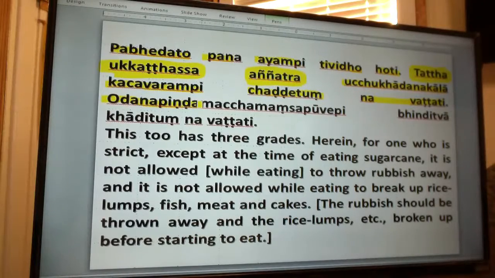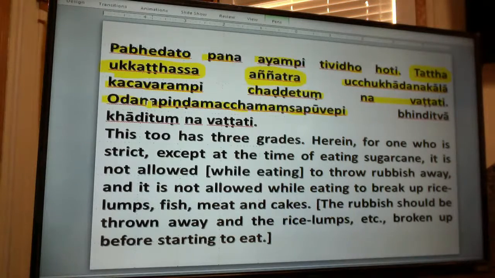Odana, Penda, Micha, Mansa, Puipi. Many different kinds of food are mentioned here. Odana is rice. Penda is lamb. Micha is fish. Mansa is meat, many different kinds of meat. So the Pali uses different words for fish and meat: micha, mansa. And pui is a kind of cake or something like this. So these kinds of food: rice, lamb, fish, meat, cake.